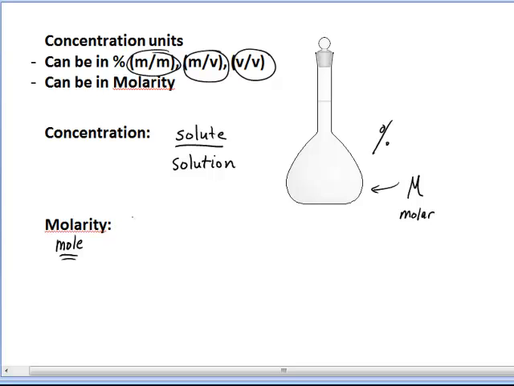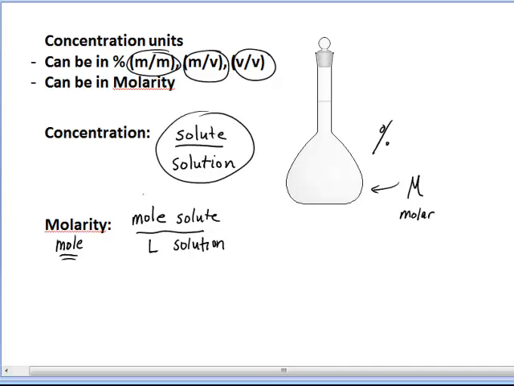So in molarity, the definition of that is how many moles of solute there is per liter of solution. So we're still keeping with the theme of solute over solution, but the units for molarity are specific to moles of solute and liters of solution.